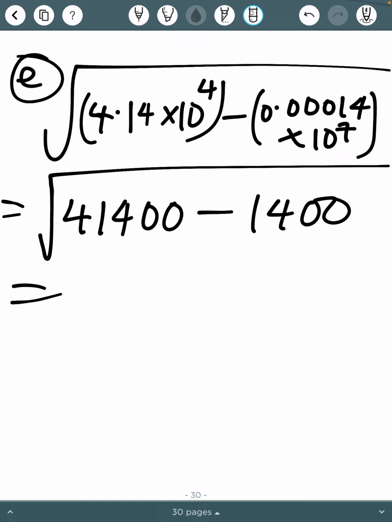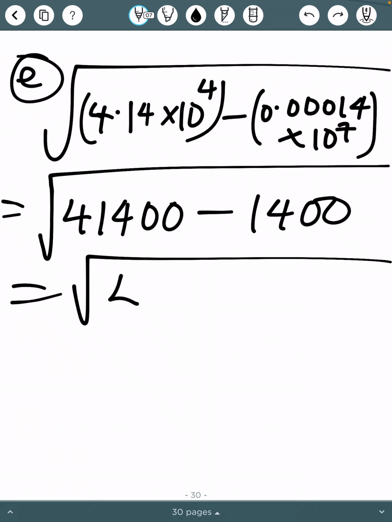41400 minus 1400. Just hold on. I just have number 5 left in the exercise. What does that give you? That's 40,000.